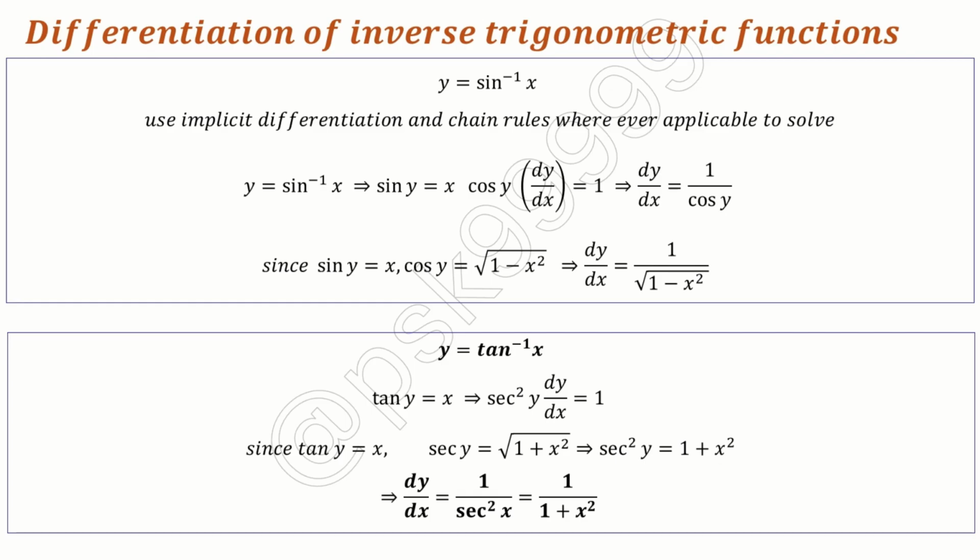And then tan inverse, same way you can solve. Y equal to tan inverse of x, tan y equal to x. So secant square y dy by dx equal to 1. Since tan y equal to x, secant y is nothing but square root of 1 plus x square, so secant square y is nothing but 1 plus x square. So dy by dx is 1 by 1 plus x square, where y is tan inverse of x.